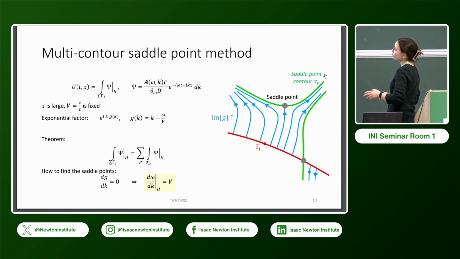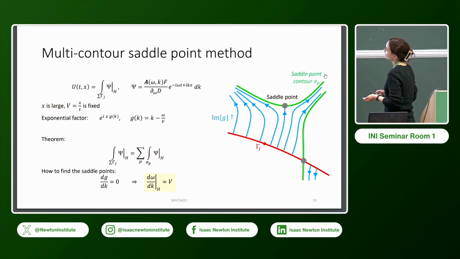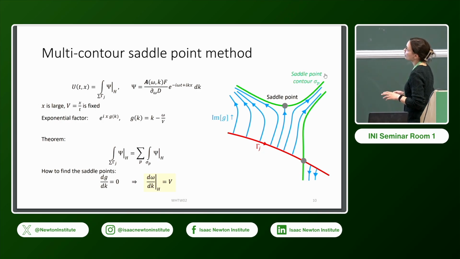And our goal is to deform contours in the direction of growth of the imaginary part of this phase function, so these blue arrows show us the direction. As a result of this procedure, we deform our initial contour, which is red, into a set of saddle point contours, which are green. These contours go through saddle points, and for integrals along these saddle point contours, we have an analytical formula. So our goal is to represent the field as a sum of saddle point contours. And since the complex dispersion diagram is smooth, we don't have any problems with that.